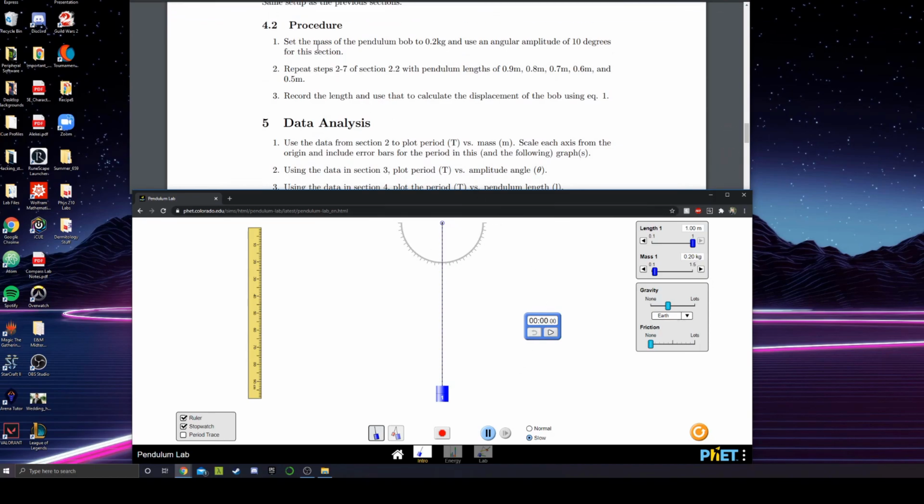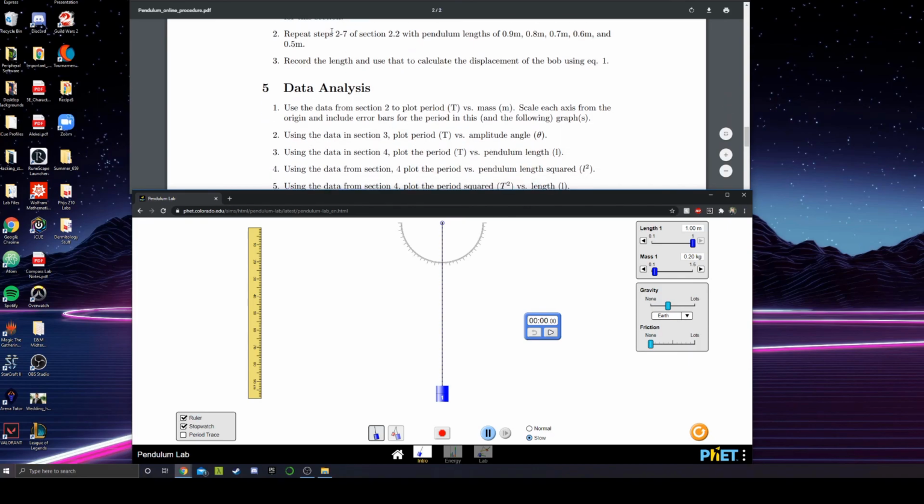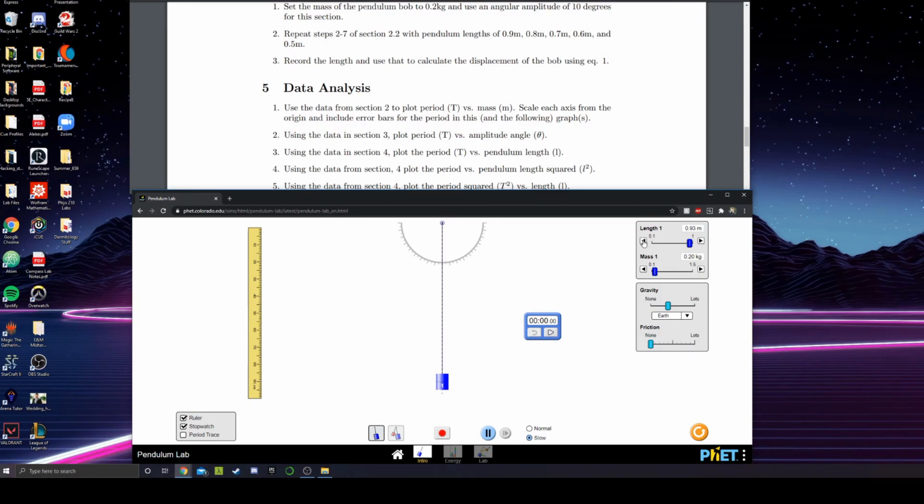But for now, set the mass of the pendulum bob to 0.2, which we've already done, and we're going to leave the angular amplitude fixed at 10 degrees for this section. Now, we're going to repeat steps 2 through 7 of the above with pendulum lengths of 0.9, 0.8, 0.7, 0.6 and 0.5 meters. So let's go ahead and do that. Bring this down to 0.9. And let's go ahead and fire it off.